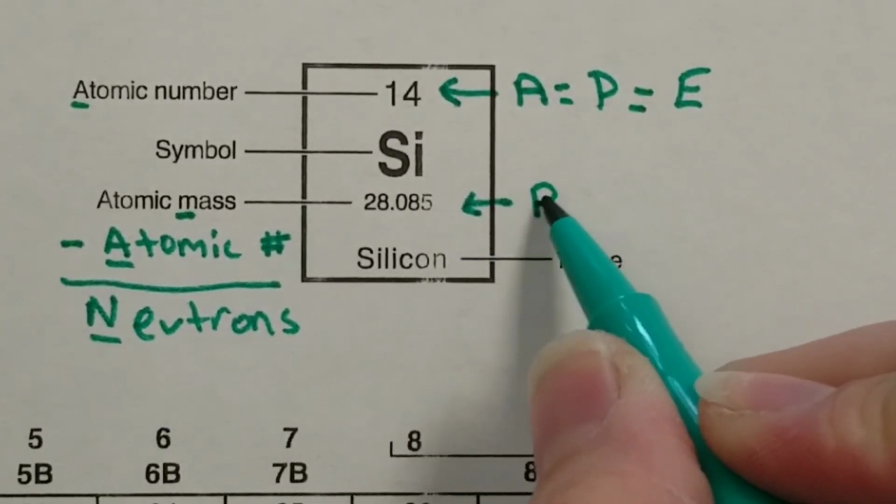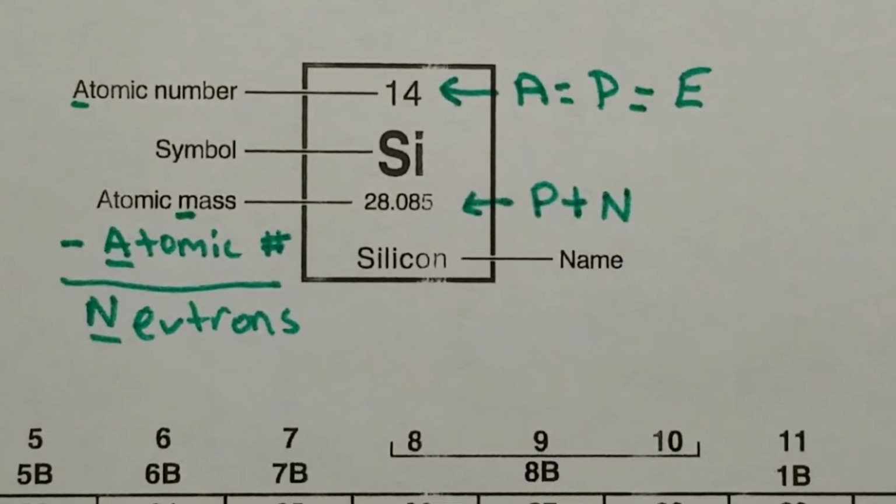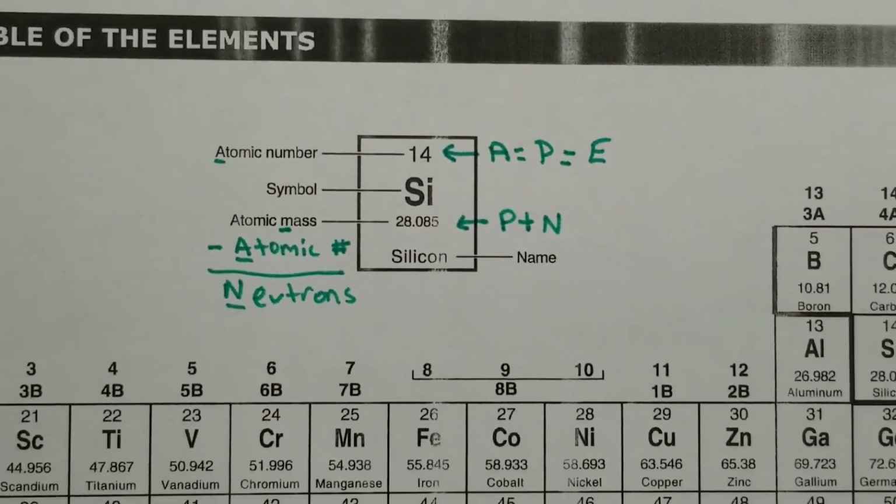One of the exit tickets last week asked something along the lines of which element has the greatest mass, and to find that you had to add up the protons plus the neutrons. So I drew an arrow pointing to my mass and I wrote P plus N because that is how we figure out the mass. Remember, those electrons are so tiny that we don't even count them in the mass.